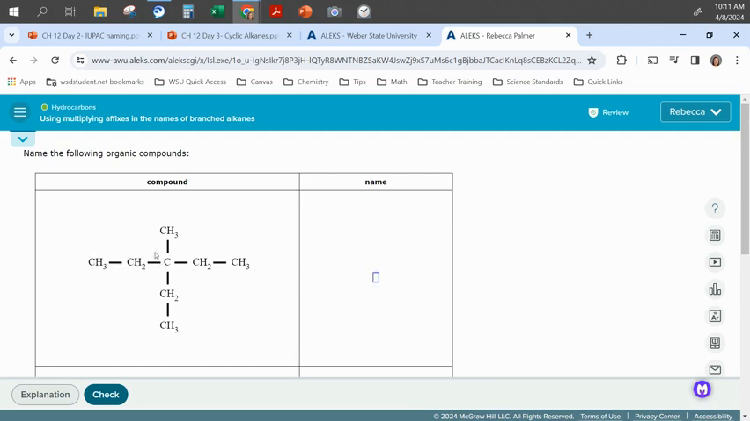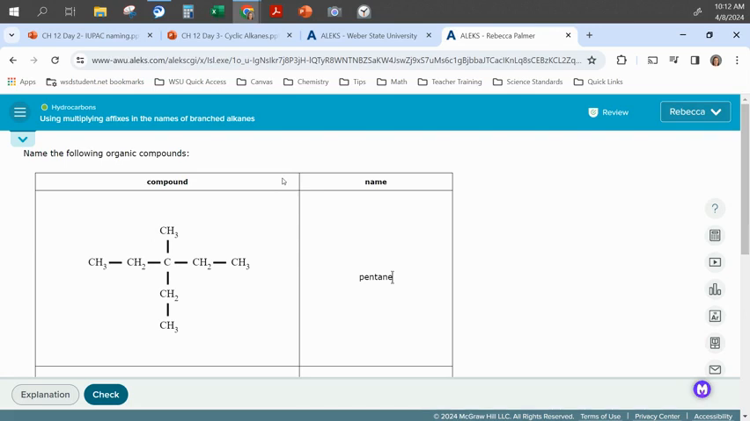1, 2, 3. At the 3 position I have a methyl group and an ethyl group. So 1, 2, 3, 4, 5. Our parent chain is pentane. And then off of pentane, I have a methyl group at the 3 position and an ethyl group at the 3 position. Let me write this out. I think that will get this.